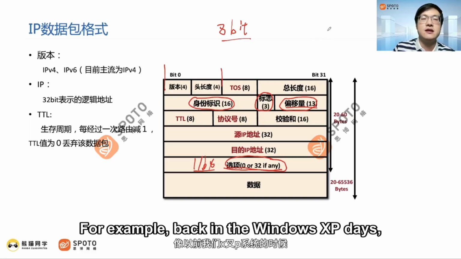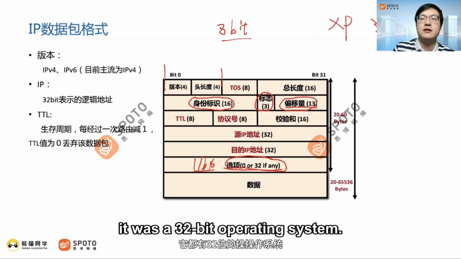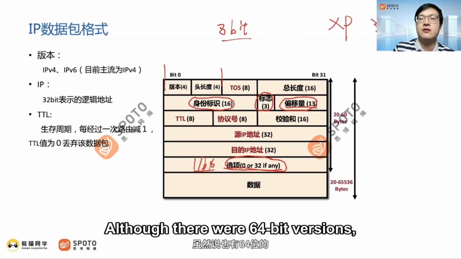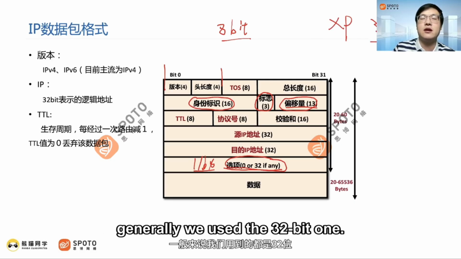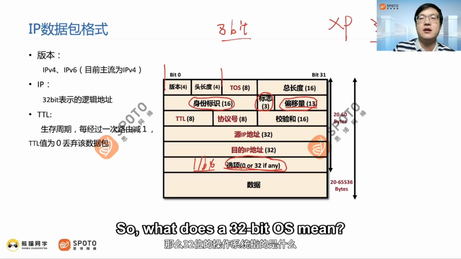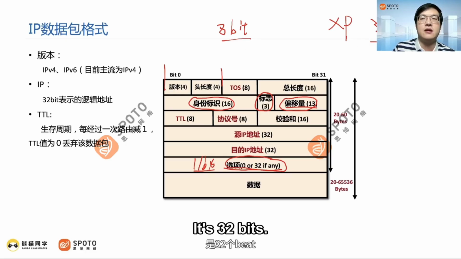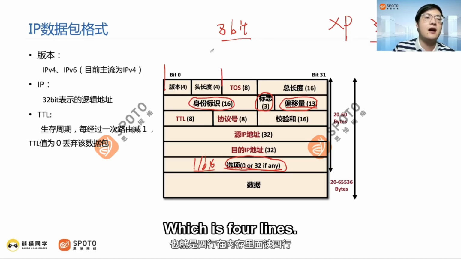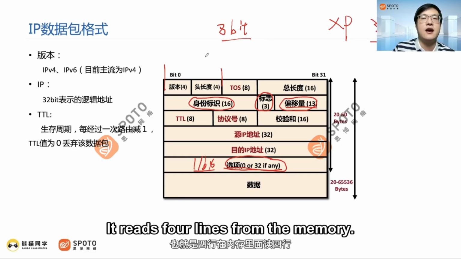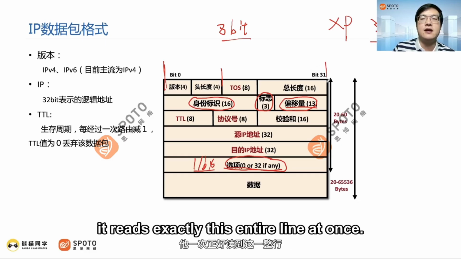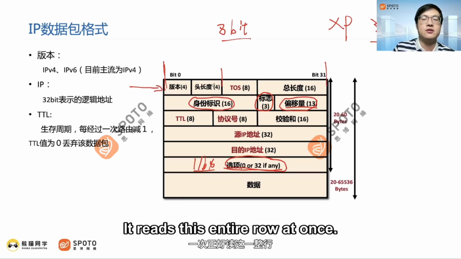For example, back in the Windows XP days, it was a 32-bit operating system. Although there were 64-bit versions, generally we used the 32-bit one. So, what does a 32-bit OS mean? How much data do I read from memory at a time? It's 32 bits, which is 4 lines. It reads 4 lines, so as you can see, it reads exactly this entire row at once.